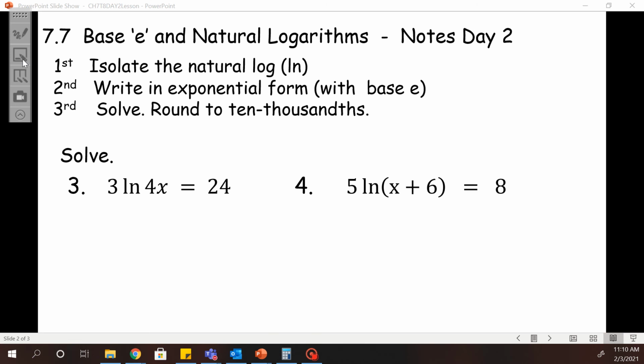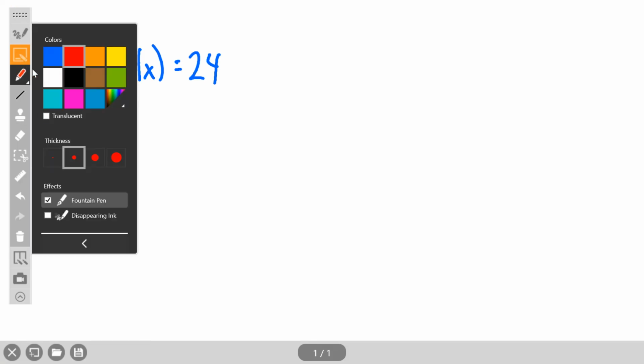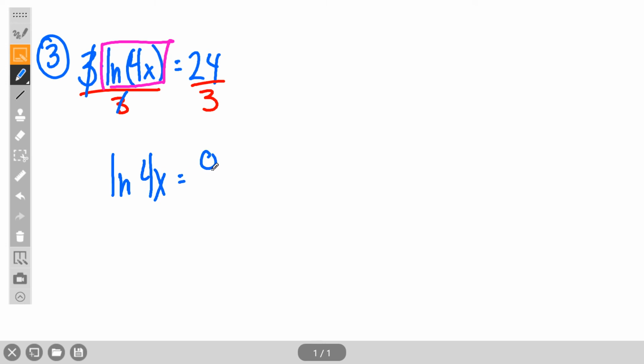So first of all, we isolate the logarithm. In this case, we've got 3 multiplied on the outside, so we'll divide by 3 to get rid of that, because I'm trying to get the logarithm by itself. So it'll be the natural log of 4x equals 8. All right, and now I want to turn it into exponential form.